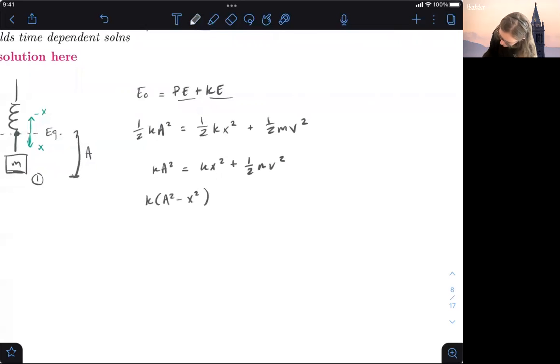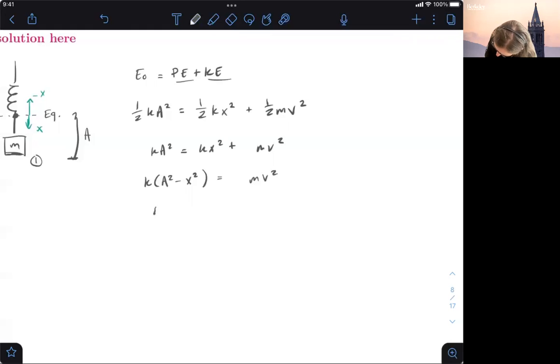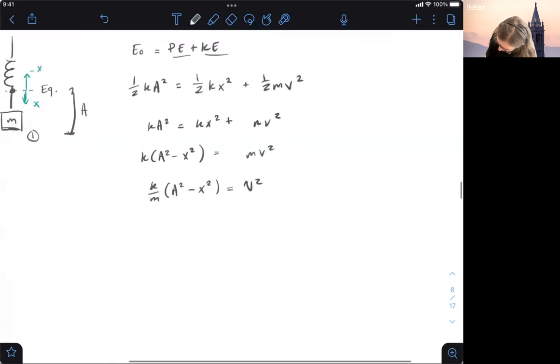So I did that all in one step, sorry if that was a little confusing. I just want to point out what's happening. Oh, why did I leave that 1/2 there? I apologize, I took them off the other ones and then left that for some reason. Okay, so k over m times a squared minus x squared is equal to v squared. I'm going to switch the sides of the equation to make it more readable. So v is equal to the square root of k over m times a squared minus x squared.